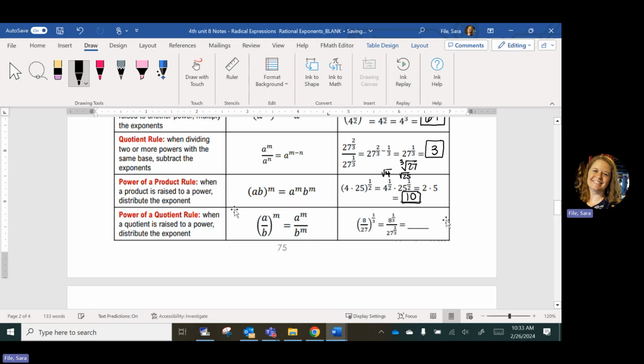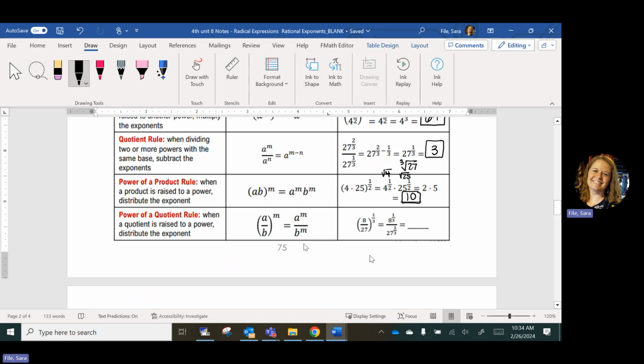All right, and then the last one listed here says the power of a quotient rule. So it's a similar concept, but instead of A and B being multiplied, you can see A and B are being divided. So you can do that division first and then raise it to the power, or you can separately raise the numerator and the denominator to that power.